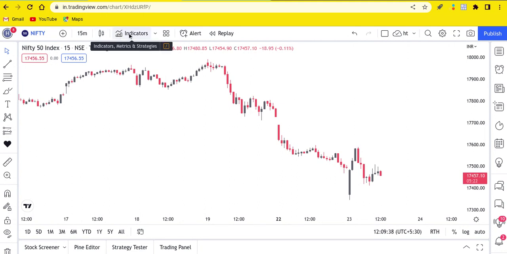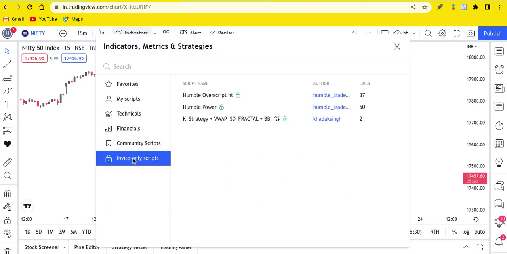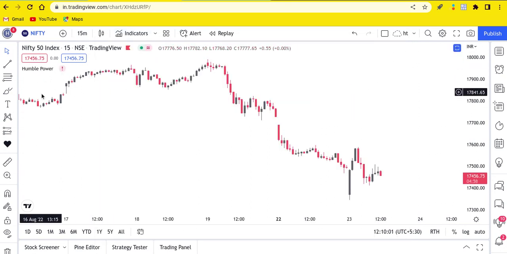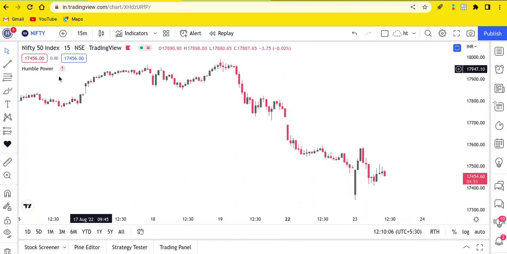And how to find the tool? Click on indicators and go to the invite only scripts, and you will find the indicator named Humble Power, like this. The lock sign will be green, and whenever this sign is green, you can be sure that access has been given to you. Now click on it just once. If you have 3 or 4 indicators, or more, it is better to remove one indicator, and that's all. That will be done completely.